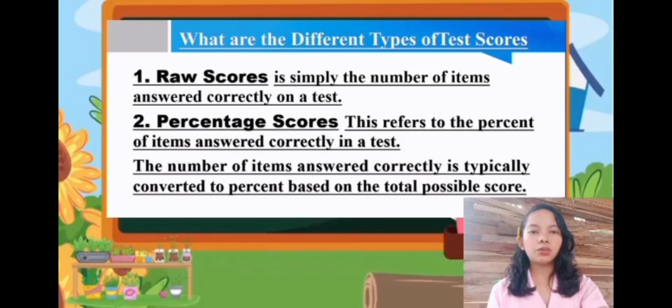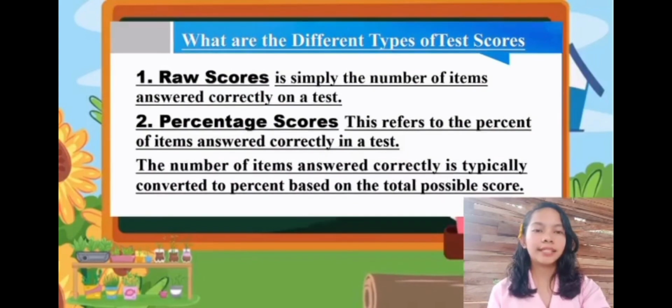Raw score is an absolute measurement. Raw score is simply the number of items answered correctly on the test. For example, let's say you took a test in a class and scored 85 out of 100. The 85 would be your raw score, or the actual score.